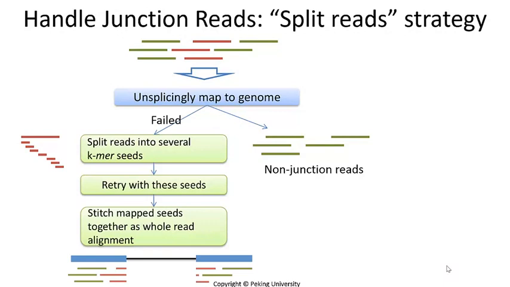Compared with the previous join exon strategy, the split reads strategy is slower as it needs to map seeds which are shorter than reads. However, this strategy does not depend on prior exon annotations and can discover new exons and even new genes.